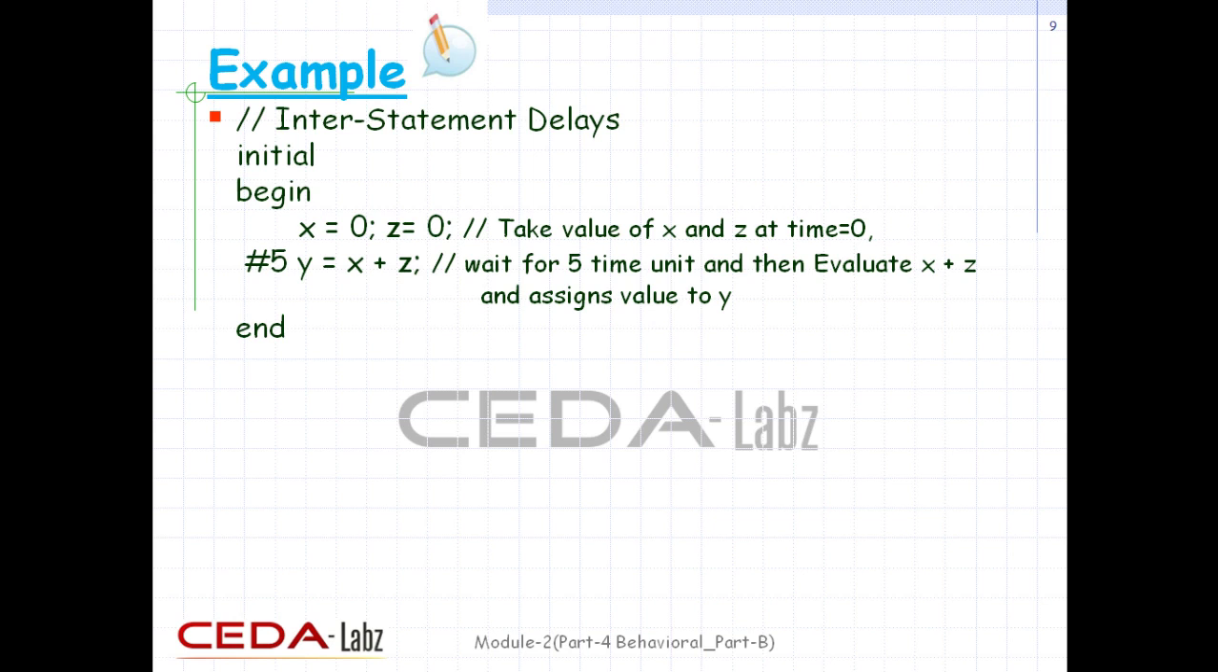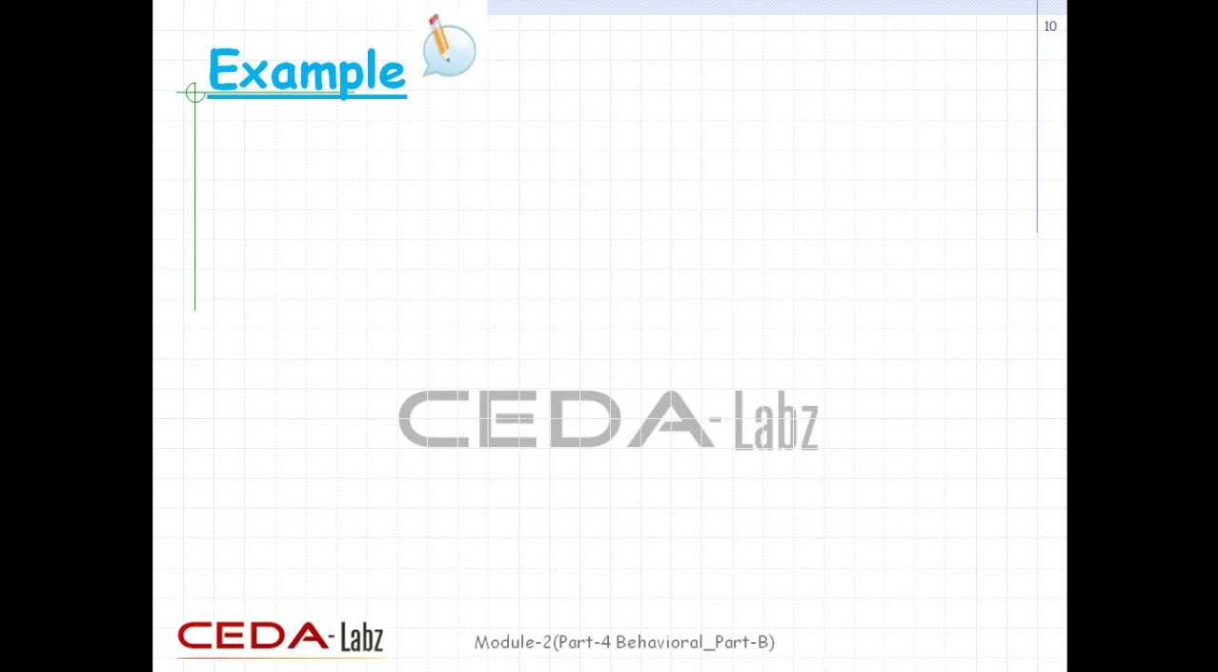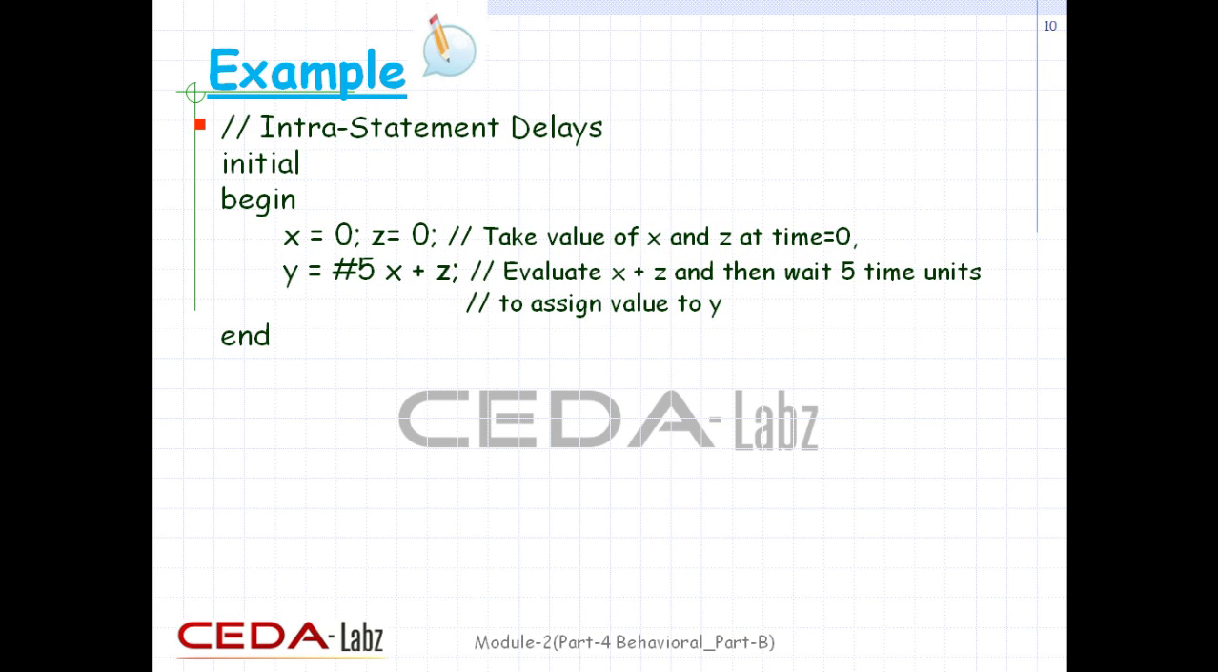Here, the second statement execution will start after 5 time units of delay. Here is an example of intra-statement delay. In this example, X and Z will be executed at simulation time 0. And the second statement, Y equals X plus Z, will also be encountered and evaluated at time 0, but its value will be assigned to Y after 5 time units of delay. This is the significance of intra-statement delay.